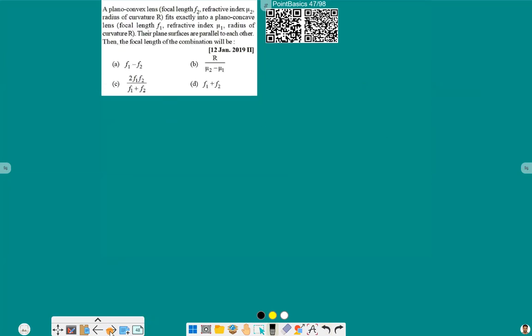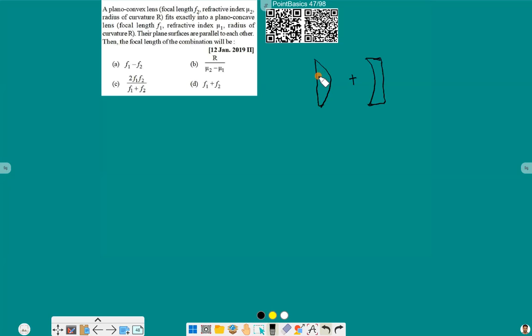Let us move ahead. A plano-convex lens, focal length f2, refractive index mu2, and radius of curvature R fits exactly into a plano-concave lens, focal length f1, refractive index mu1, radius of curvature R. Their plane surfaces are parallel to each other. Then the focal length of the combination will be? So first we have a plano-convex lens, and we have another plano-concave lens, which will be like this.